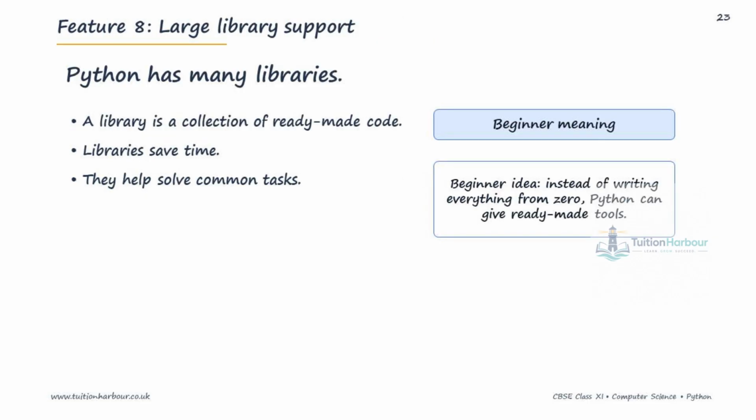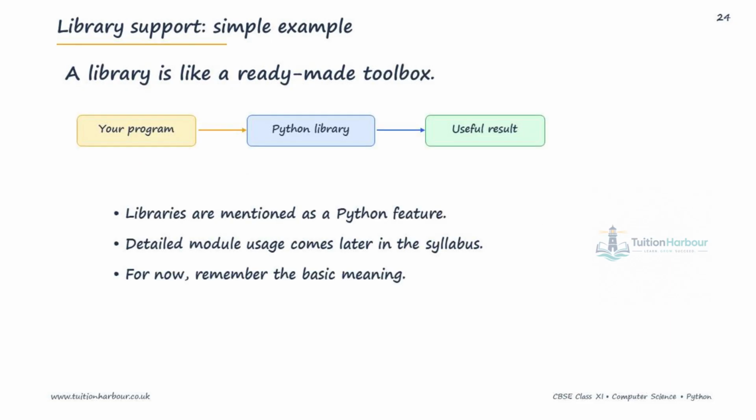Python has large library support. A library is a collection of ready-made code that helps programmers perform common tasks more easily. Think of a Python library as a ready-made toolbox. Instead of creating everything from the beginning, programmers can use existing tools.